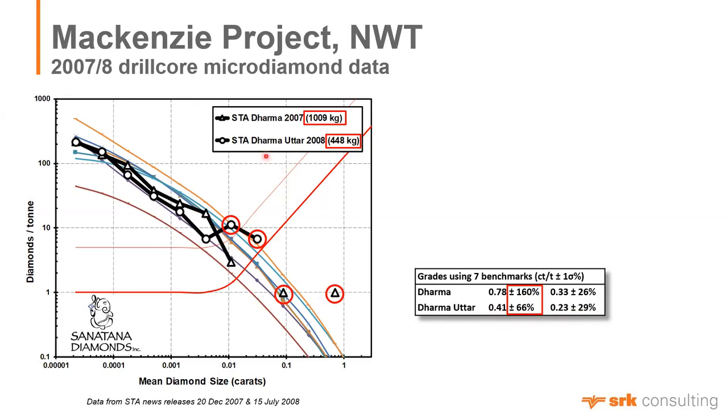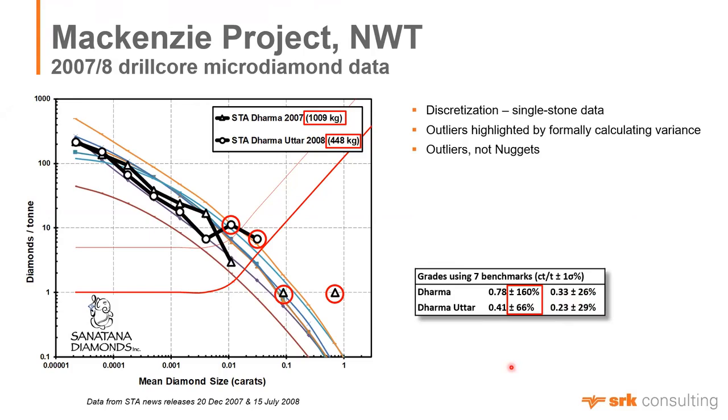And the same exercise for Dharma itself, which is the triangles. If you eliminate those 2 data points over there, your grade goes from 0.78 with a very large error to 0.33 with a smaller error. So you can pick your poison. You can either have a high grade with a high uncertainty, or you can have a low grade with a much reduced uncertainty. The way I use these data is I go for these results because they turn out to be more reliable.